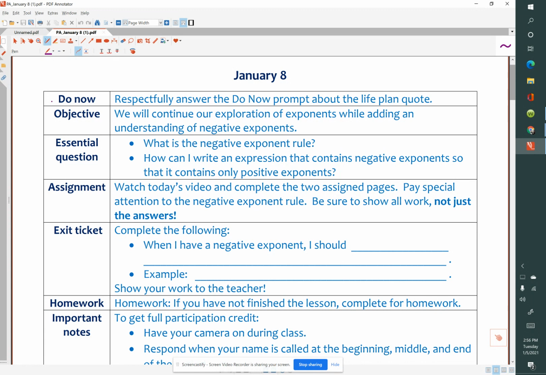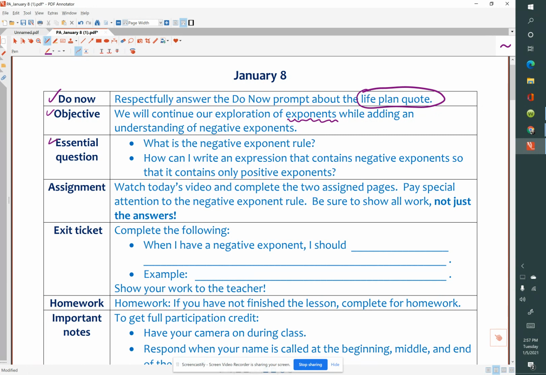We'll start with our do now, and we're going to have a prompt about a life plan quote, something that someone said, and we're going to give our impressions and reactions of that. Our objective today will be to continue our exploration of exponents, and we're also going to add to it today an understanding of negative exponents.